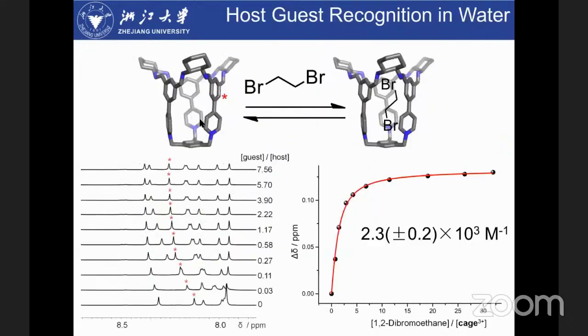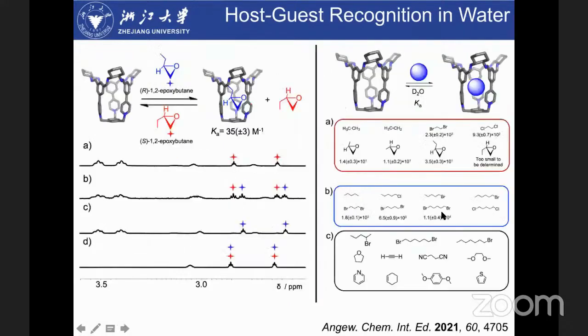And because this cage is water-soluble and compatible with water, we can do water-soluble host-guest chemistry here, right? By using NMR titration, we can study this dibromoethane here. You can see the binding constant is 10 to the third, and we can bind all kinds of guests here just because of water.